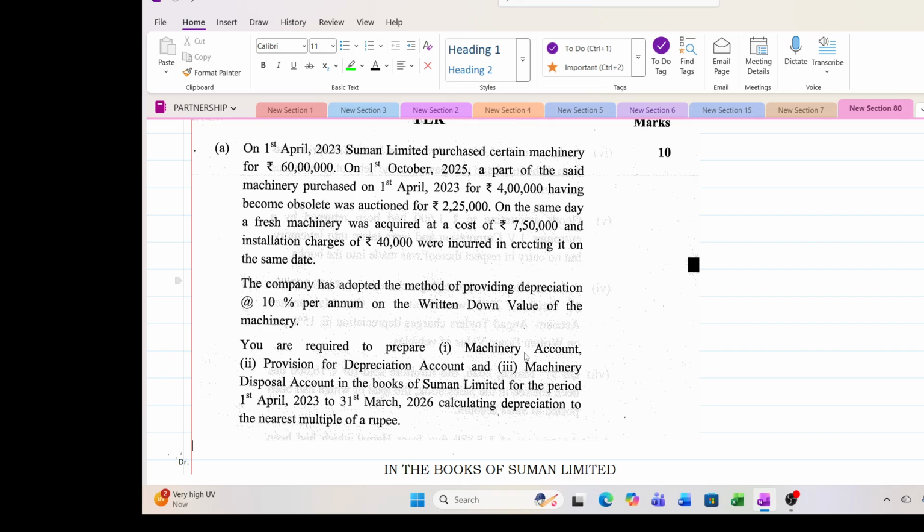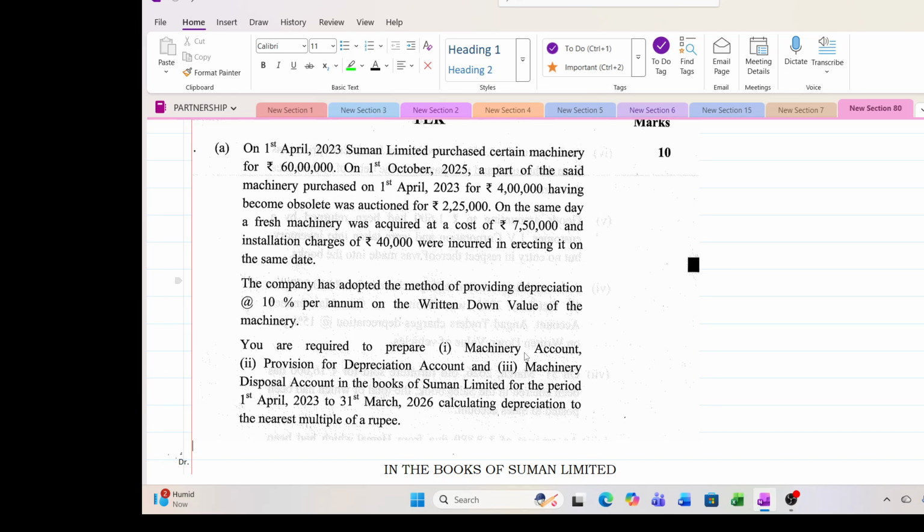Now provision for depreciation. Provision means it is a liability. So it will always have a credit balance. So at the end of every year, we have to provide for depreciation. That depreciation will get accumulated in the provision for depreciation account. What is the journal entry? Profit and loss account debited to provision for depreciation account, because depreciation is a charge against profit.